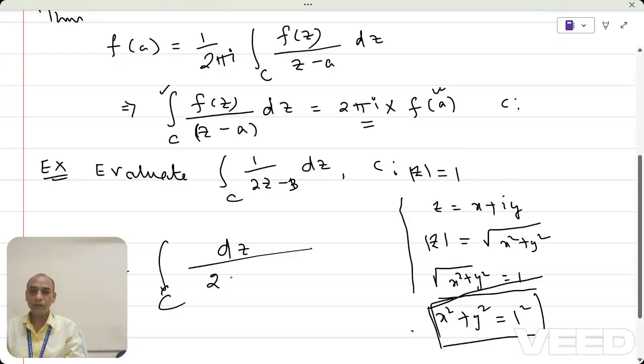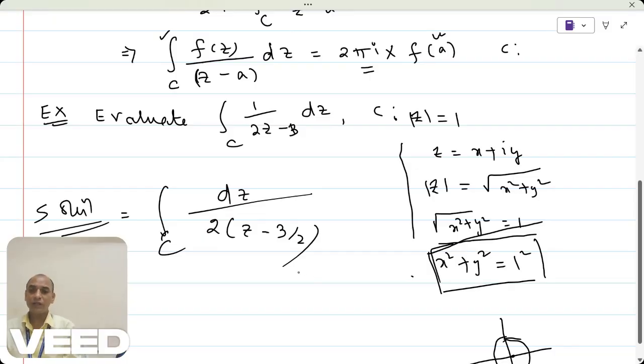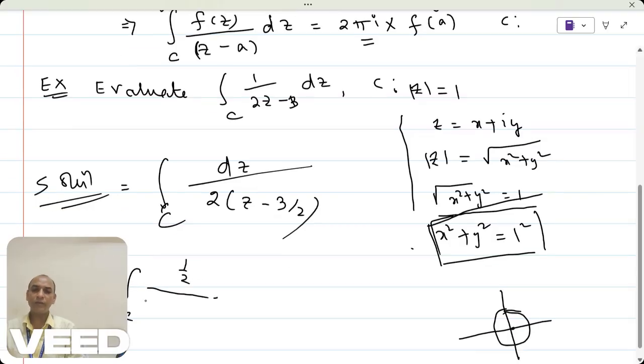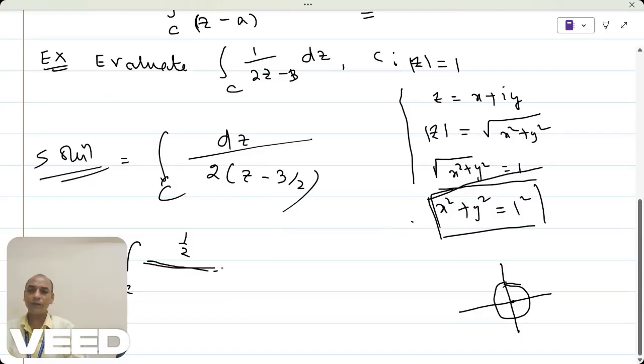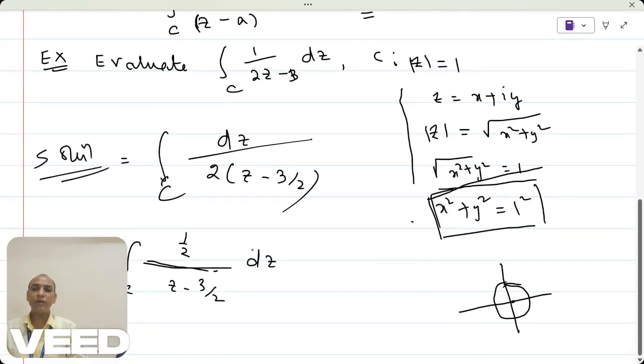If I take 2 common, I will get z minus 3 by 2. Now 1 by 2 is constant, so we can write this as 1 by 2 times the integration over c of dz divided by z minus 3 by 2. Now you can easily compare the original formula and the given problem.